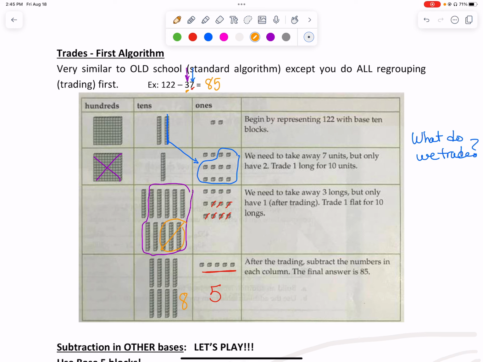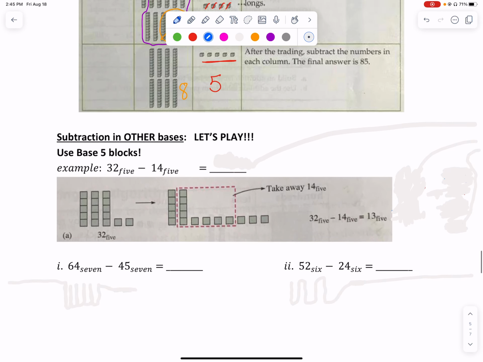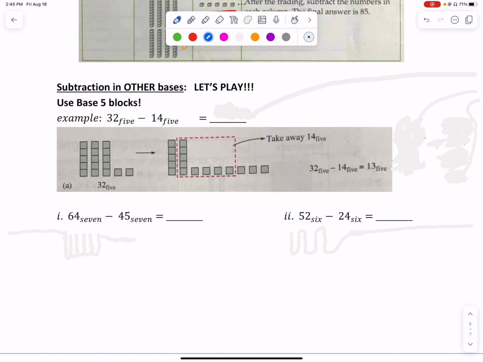All right. So you might have guessed, I kept saying, oh, so when we break this guy down, we have to trade it in for 10 because we're in base 10. So now we are going to start subtracting in other bases. Yay.